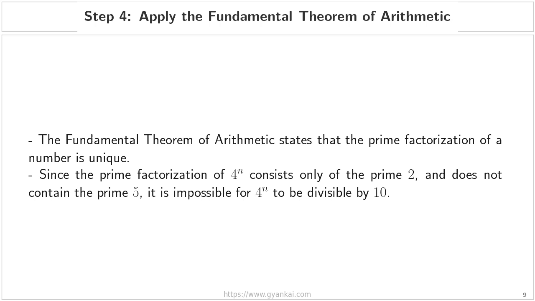Looking back at our work in the previous steps, we found that the prime factorization of 4 to the power of n consists solely of the prime number 2. Because this factorization is unique, it is impossible for a prime factor of 5 to suddenly appear. Since the prime factor 5 is completely absent from our expression, it is mathematically impossible for 4 to the power of n to be divisible by 10.